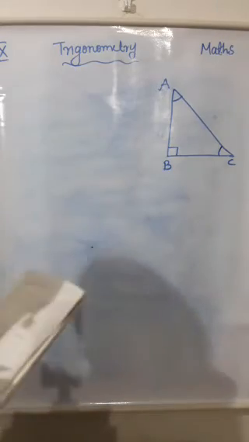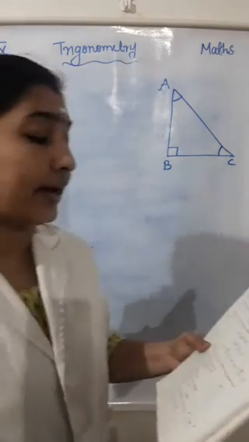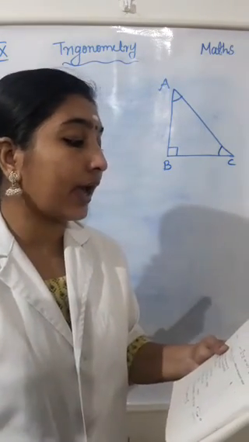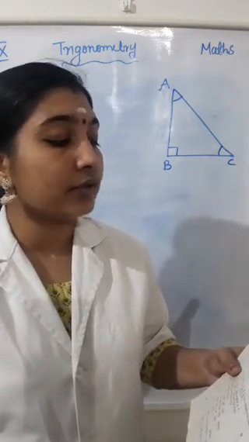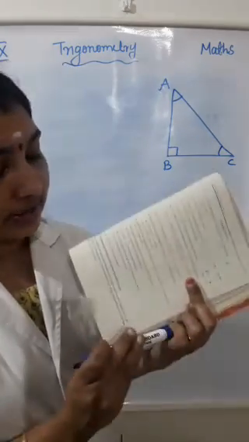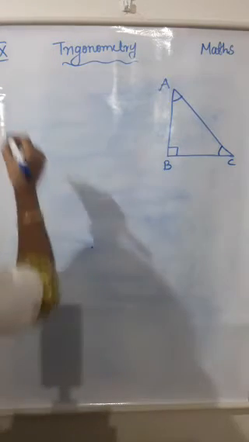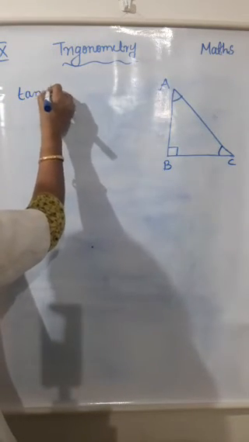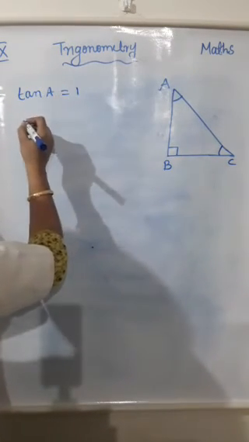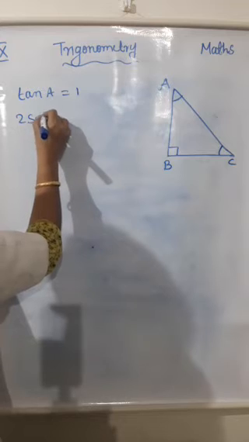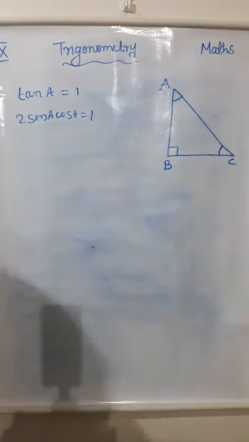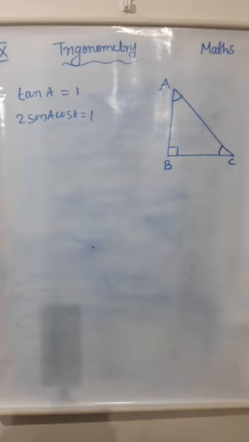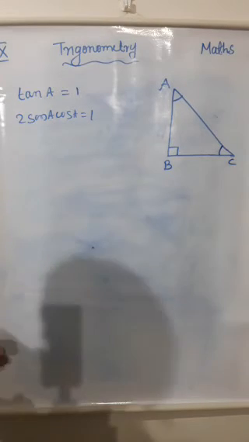Next question. In a right triangle ABC, right angle at B, if tan A is equal to 1, then verify that 2 sin A cos A is equal to 1. Given that tan A is equal to 1, we need to verify 2 sin A cos A equal to 1. Given tan A, we need to find sin A and cos A.